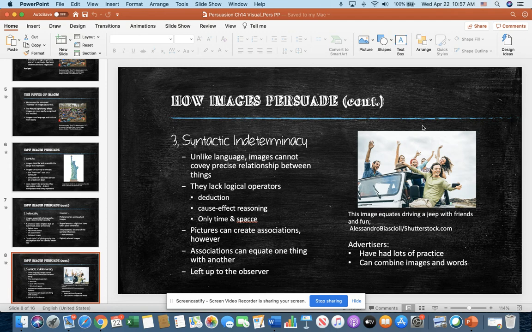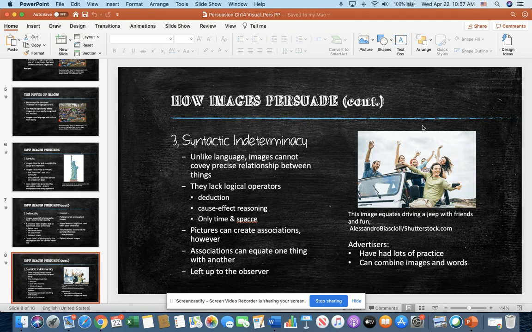The textbook says they lack logical operators, that there is the issue of deduction, cause and effect reasoning are not necessarily accurate, and they are unknown. They say that only time and space, you can see in time and space accurately with photos, but that's about it. Associations can equate one thing with another, and that is left up to the observer to make those assumptions, because it doesn't tell us anywhere what the connection is, and the observer can get it wrong.